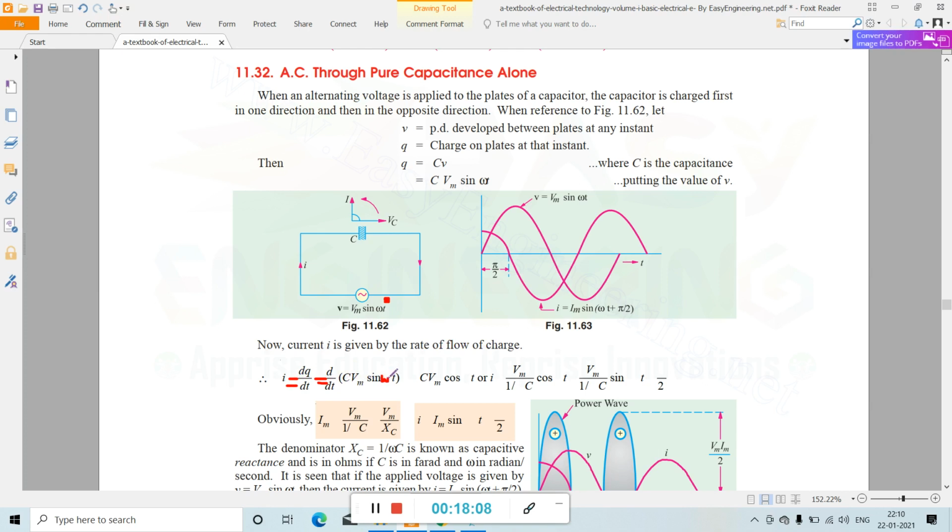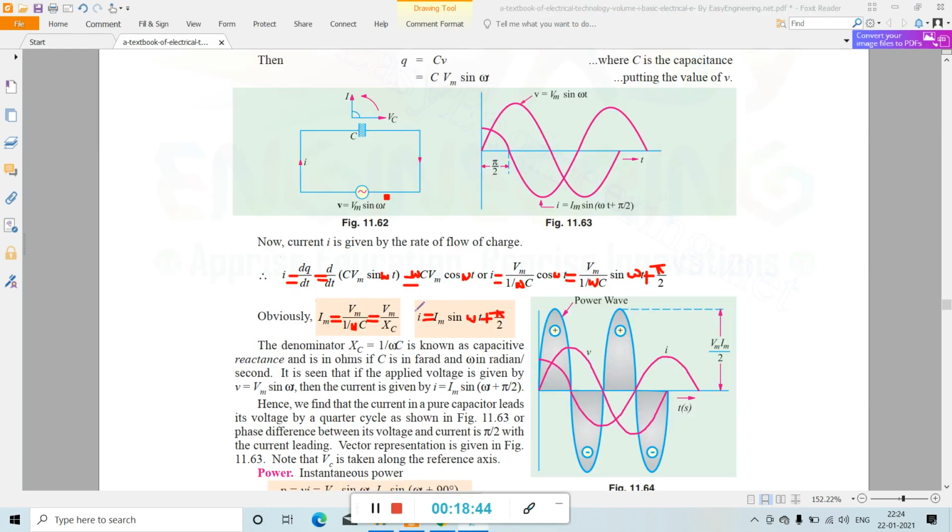If we solve this expression, C into Vm is a constant, so we take it to the left side, then the derivative of sin omega t is omega cos omega t. So I is equal to Vm divided by 1 by omega C cos omega t, or we can write Vm divided by 1 by omega C sin omega t plus pi by 2. So this is all about the expression for current in case of AC through capacitance only.